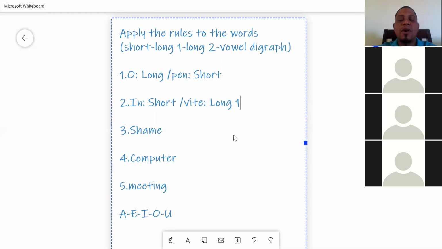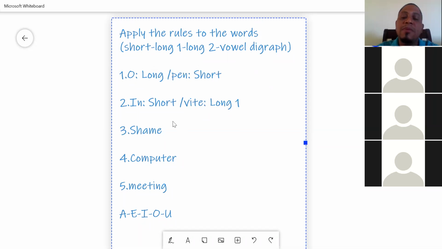So basically, on the first one here, the vowel is at the beginning. And when the vowel is at the beginning, normally it has the short sound. Then on the second syllable, we have 2 vowels. When we have 2 vowels, the first one sounds long and the second one doesn't sound. So that's the long vowel rule number 1.